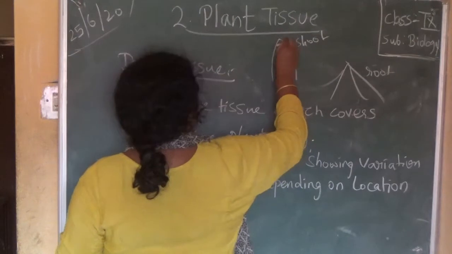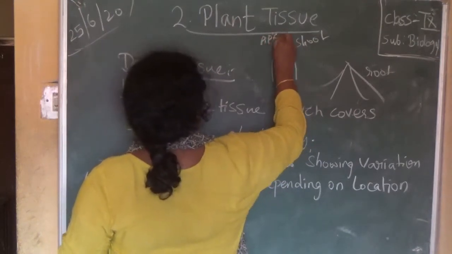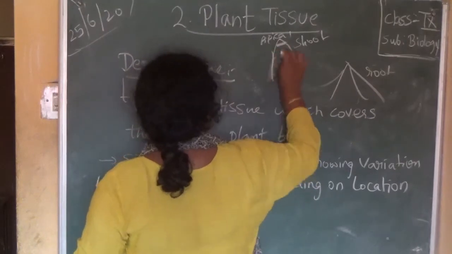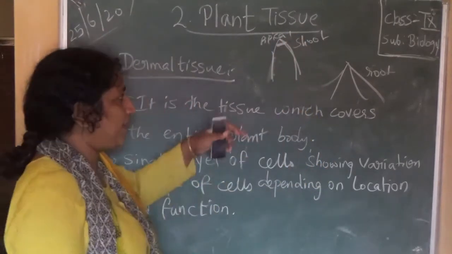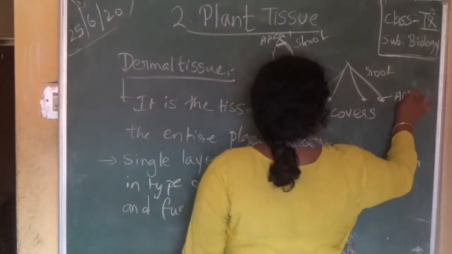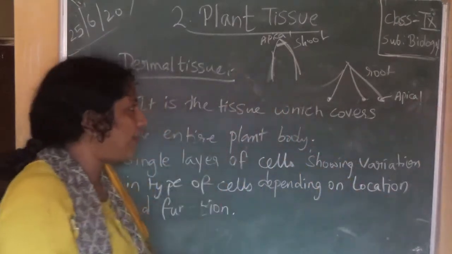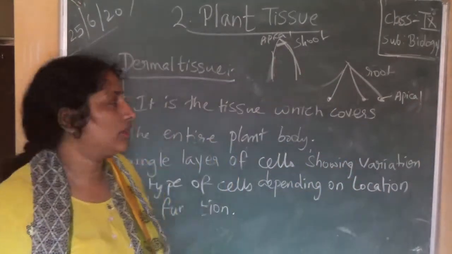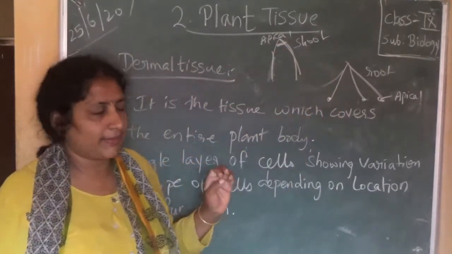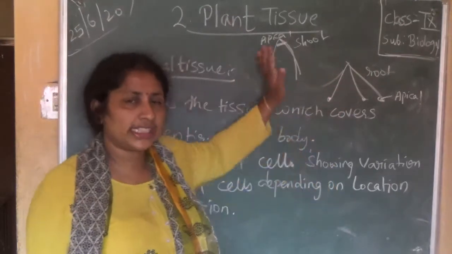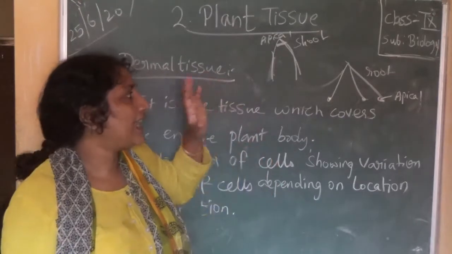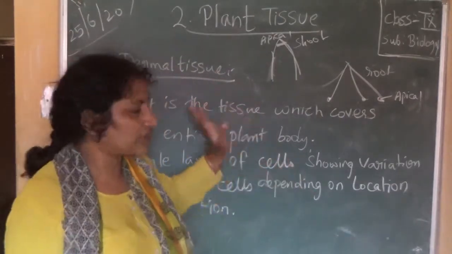In the shoot we have apical, lateral, okay, apical. In the root also we have apical meristematic tissue. You have apical in shoot and root also. So the same type of cells are present in the shoot and the same type of cells are present in the root also. Location is different, but they perform the same function, and structurally they are the same. So that's why it is called a tissue.